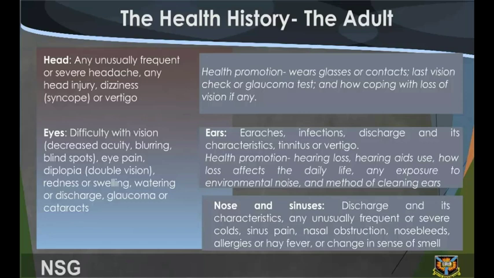Ears: earaches, infections, discharge and its characteristics, tinnitus or vertigo. Health promotion: hearing loss, hearing aid use, how loss affects daily life, any exposure to environmental noise, and method of cleaning ears. Nose and sinuses: discharge and its characteristics, any unusually frequent or severe colds, sinus pain, nasal obstruction, nosebleeds, allergies or hay fever, or change in sense of smell.